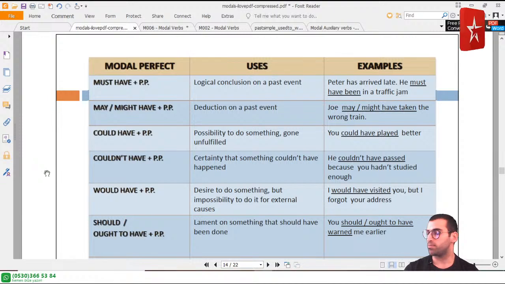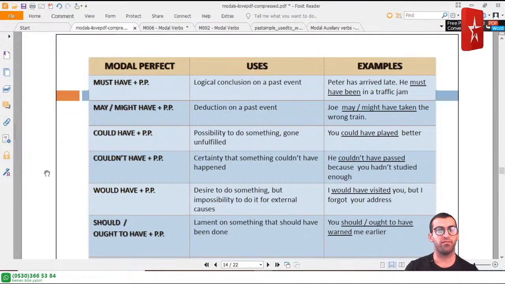Would have plus past participle, like a desire to do something, but impossibility to do it for external causes. So, for example, I would have visited you, but I forgot your address. So it means if I hadn't forgotten your address, I would have visited you. It is impossible because it happened, it's done, and you desire to do it, but it's an impossibility. Like I would have visited. Ziyaret ederdim. Seni ziyaret ederdim ama I forgot your address.